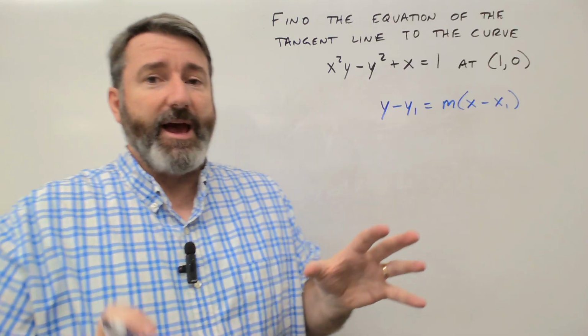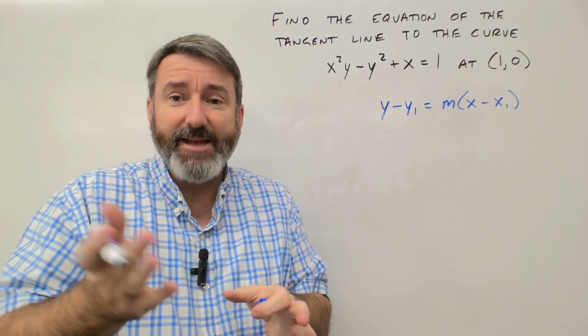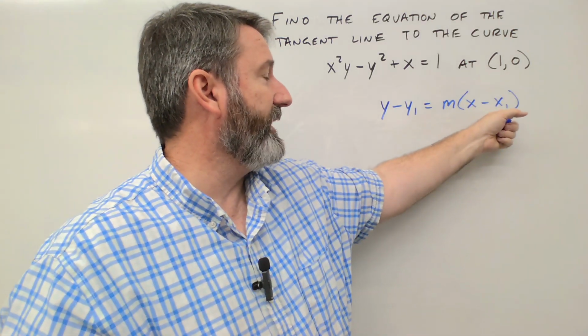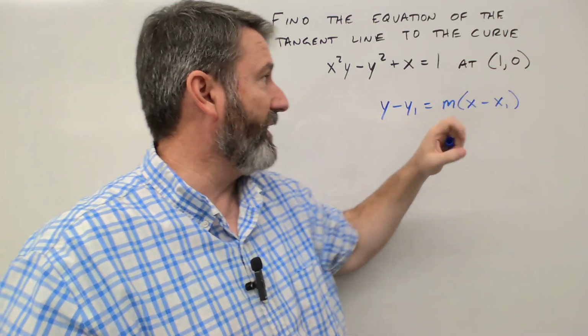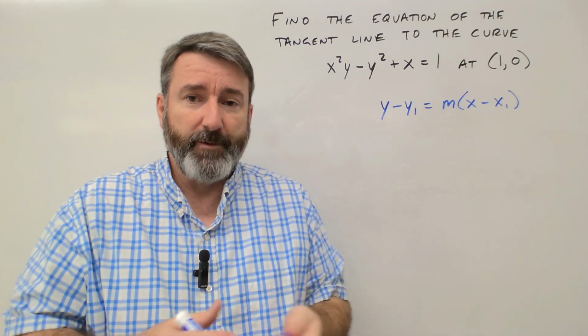Now notice we already have the point. We know it goes through the point (1, 0) because it's tangent to the curve at that point. So it has to go through the point (1, 0), so we already know that x1 is going to be 1, y1 is going to be 0. We just need to find the slope.